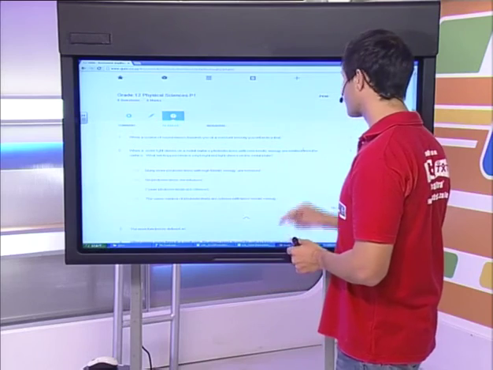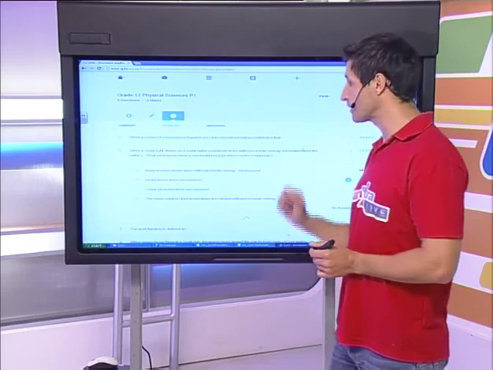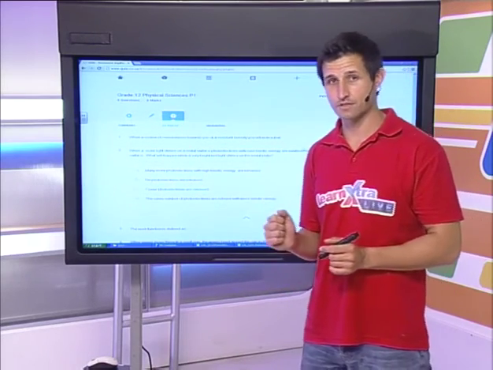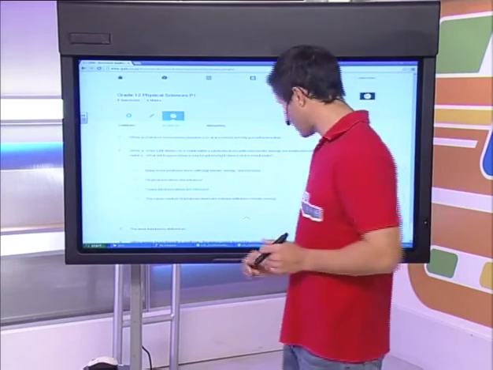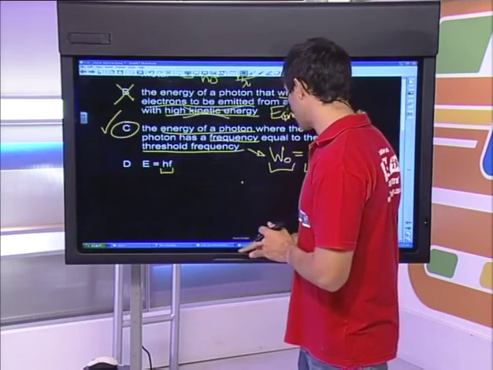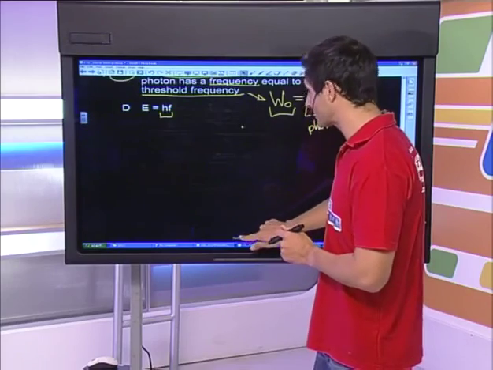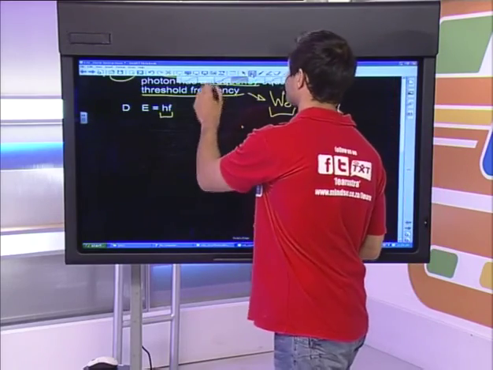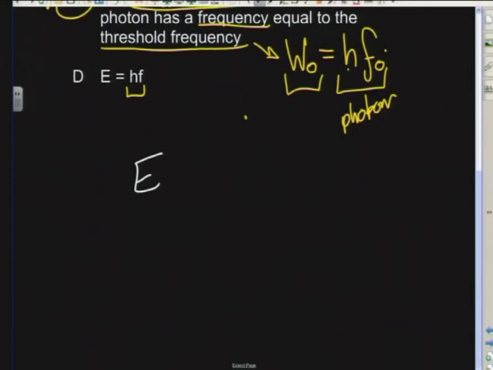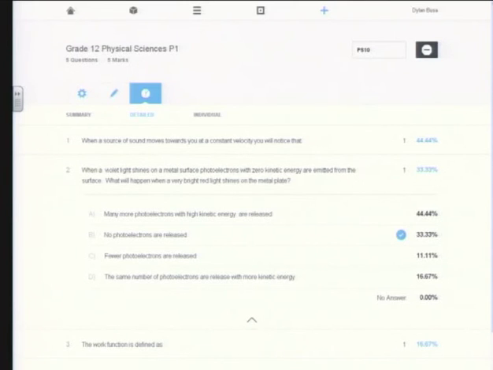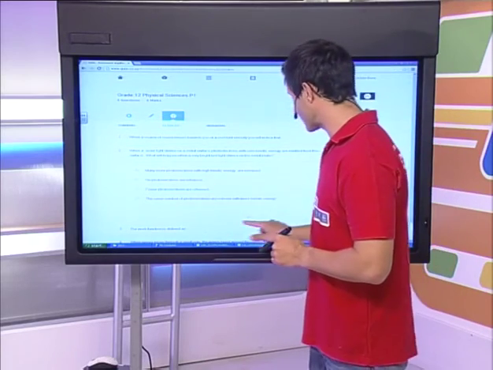Now it says, what will happen when a very bright red light shines on the metal plate? Now let's just make sure that we understand what's going on here. I just want to go back to this, and we need to understand the difference between violet light and red light. What we're going to find is that the energy of violet light, which had just enough energy, is actually more than the energy of red light, because violet light has got a shorter wavelength. So the correct answer is that no photoelectrons will be emitted, and that was option B. Quite a few of you actually managed to get that right.